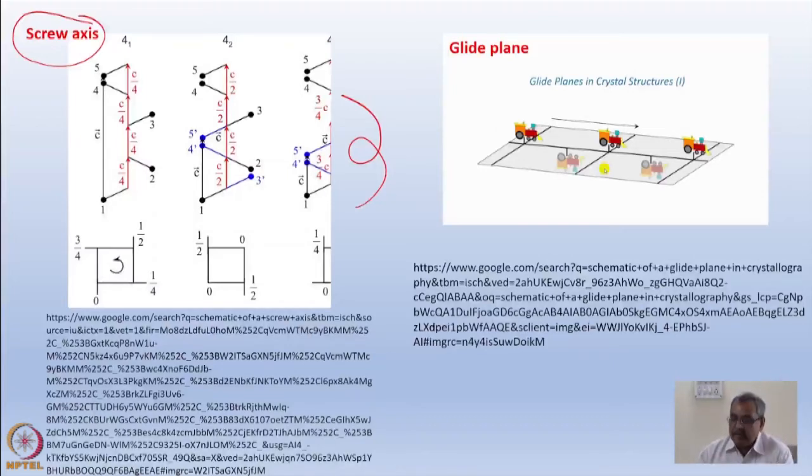Similarly, I have taken a simple example of a glide plane. The sources are here. You can see, instead of rotation, if I move in a certain direction and I reflect, then you see it is half a translation, reflection.